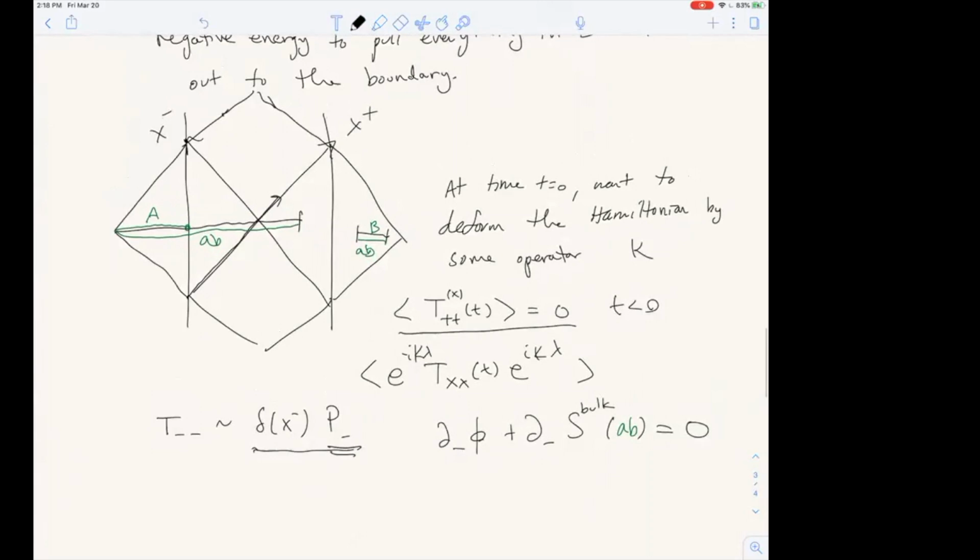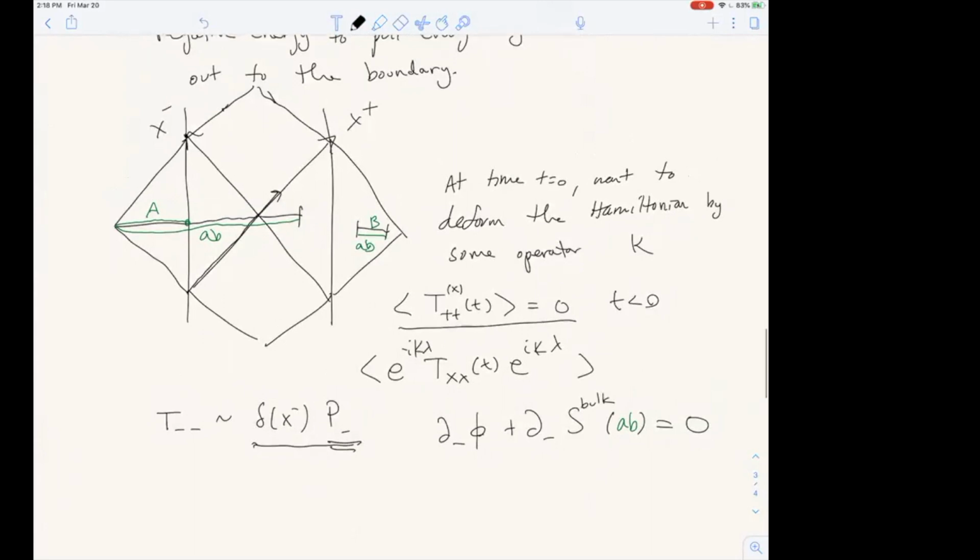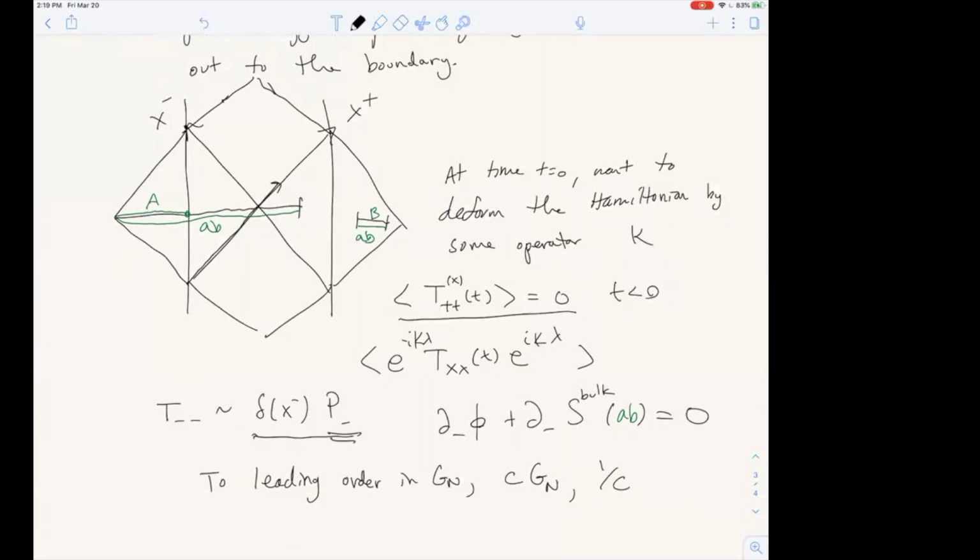So I should say, what I'm saying today, maybe this is actually something I should have said to Raphael, is to leading order in a couple of parameters. So it's to leading order in G Newton, and it's also to leading order in C times G Newton. But I'm also going to take another parameter small, which is 1 over C.